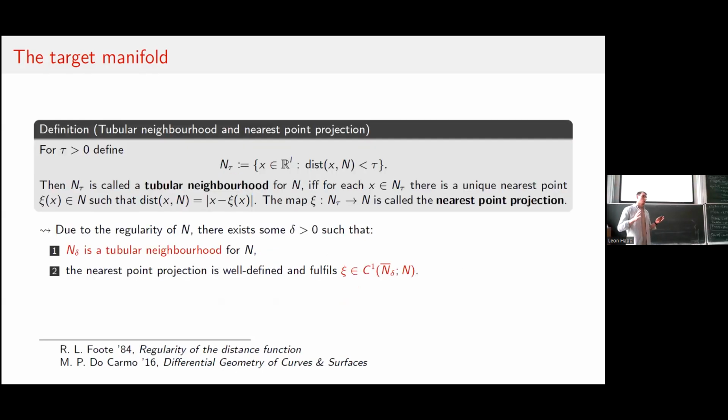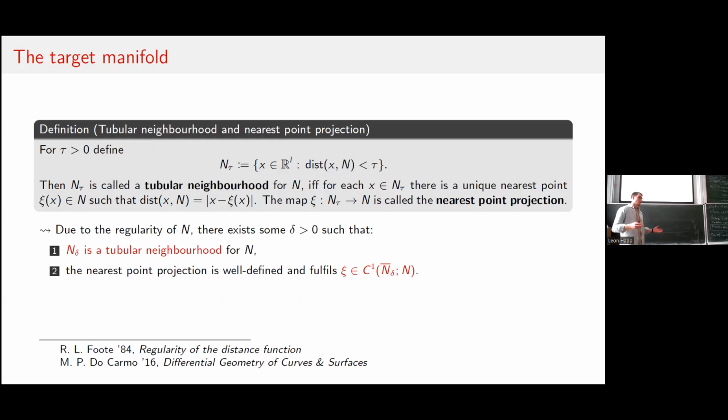Okay, so why do we need to assume that the target manifold is C2? Because we want to work with a well-defined tubular neighborhood and the nearest point projection. For tau bigger than 0, define N_tau just as the points which have distance less than tau from your target manifold. And this is at the same time already a tubular neighborhood if for each point in this set N_tau, there's a unique well-defined nearest point, which realizes the distance to your target manifold. And then this mapping of a point to the nearest point on the target manifold is the nearest point projection.